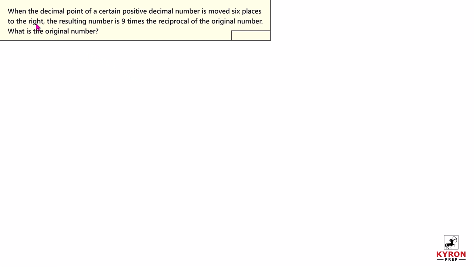They say that when the decimal point of a certain positive decimal number is moved 6 places to the right, the resulting number is 9 times the reciprocal of the original number. That's quite a handful, so we need to find some way to break it down. And the trick is to find the equal sign in the text. We're looking for a verb that indicates equality or equivalence, and it's usually going to be the verb to be.